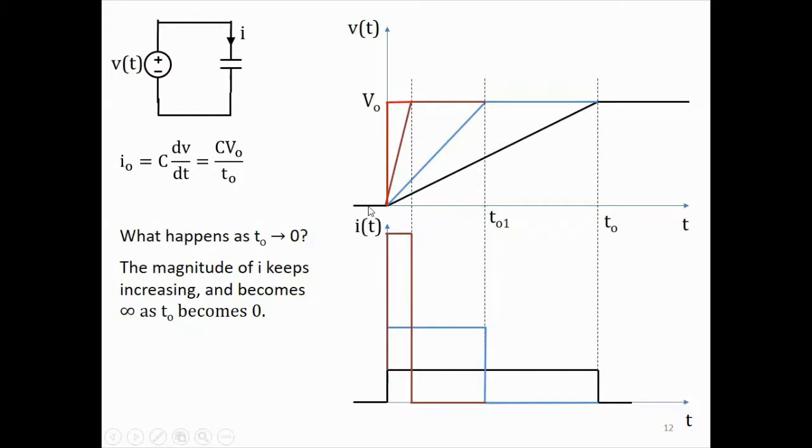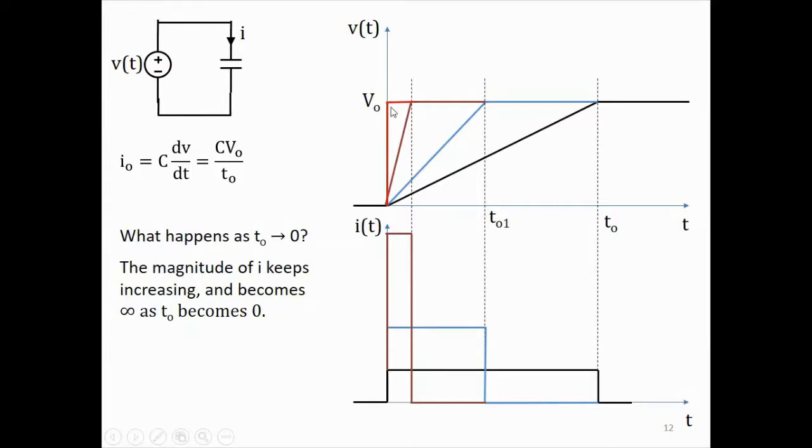Initially the charge was 0, finally the charge is CV0. That charge has to be supplied to the capacitor, this CV0, in a certain time. We are saying if I reduce the time in which the charge must be supplied, then of course I must supply a larger current, because the charge supplied is the same. In a shorter time, current must be larger to supply that same charge.